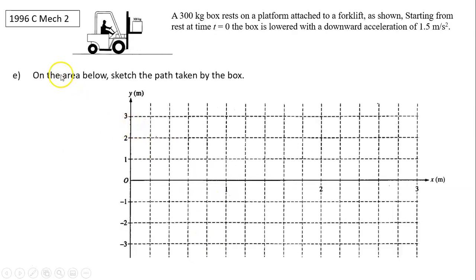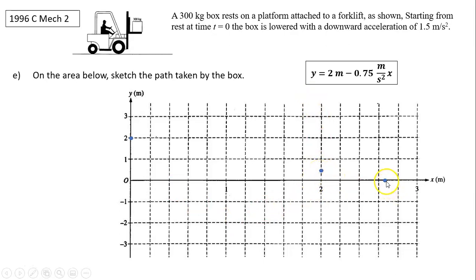One more question. On the area below, sketch the path taken by the box, so y as a function of x. From the last question, we know y equals 2 minus 0.75 times x. This gives us a linear relationship. It's a negative linear relationship. The slope should be 0.75. To graph this, you need to plot a few points. The first point is when x equals 0, y should equal 2. The other one, when x equals 2, y should equal 0.5.